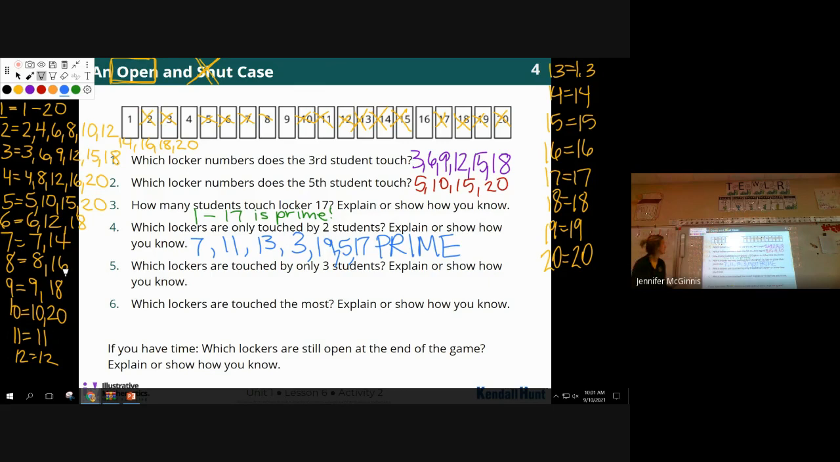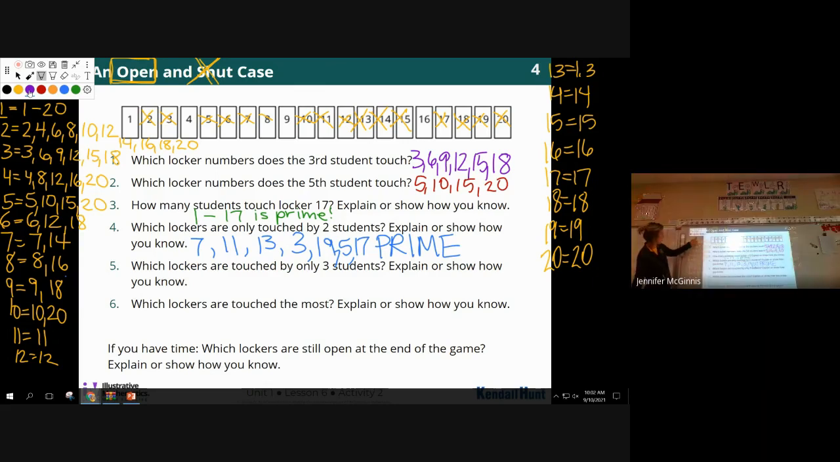David. 16. Let's check your work. 1, 2, 3, 4, 5. Gabriel. 7. 1, 2. Well, we know 7's in the 2 line. Allie McElroy, what do you got? 10.